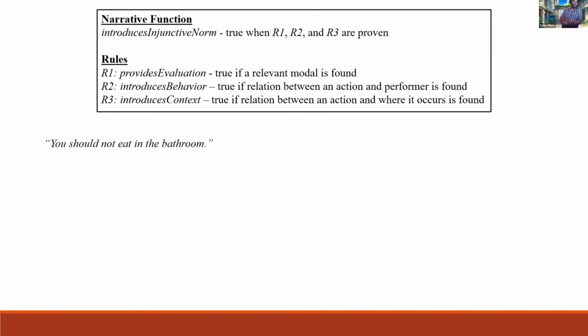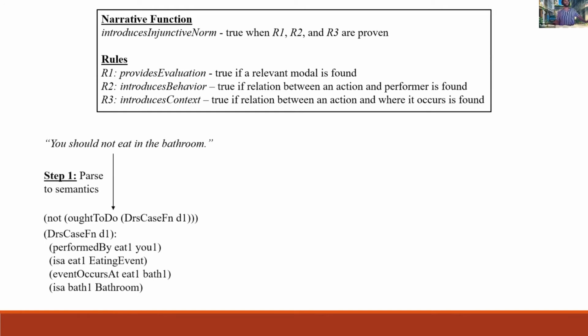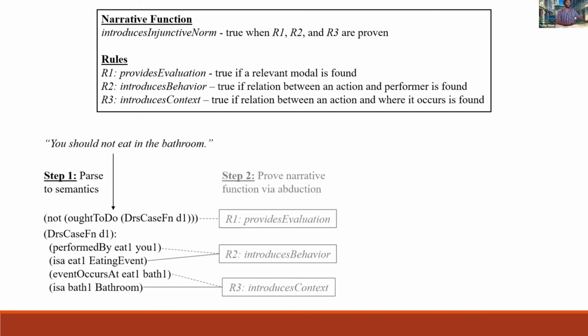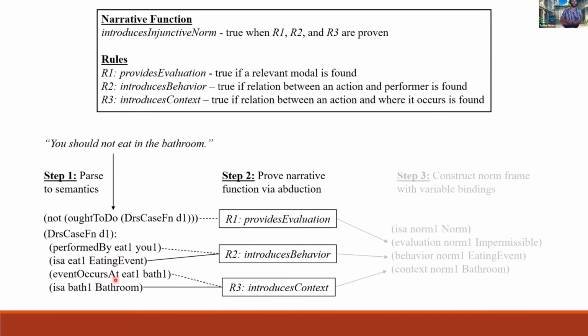So say the system got the sentence, you should not eat in the bathroom. Parse to semantics, right? We get the logical representation here of the semantics. We prove the narrative function via abduction, so we assume introduces injunctive norm, which then runs R1, R2, and R3. So here, R1 provides evaluation, detects the not-ought-to-do, okay? So it's found a relevant modal. First antecedent has been proven. R2 introduces behavior, detects the performed-by relation, and introduces context, detects the event-occurs-at relation, right? So it has these rules that are mappings.